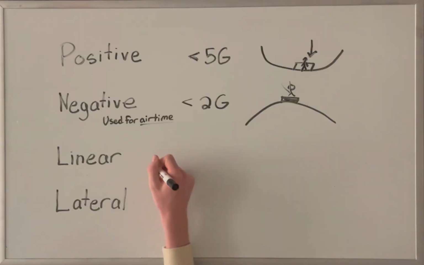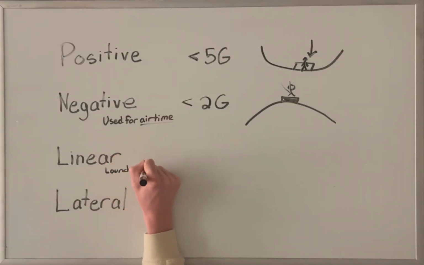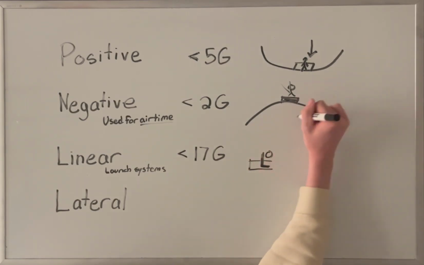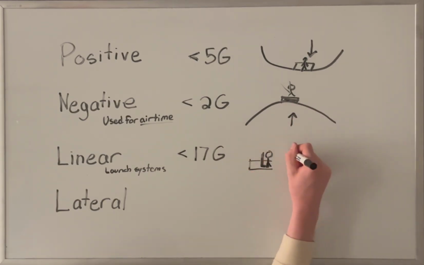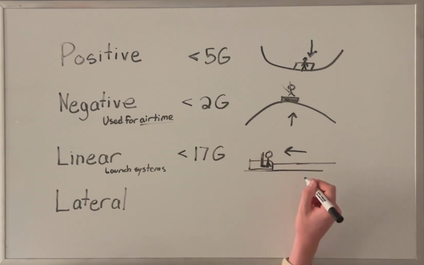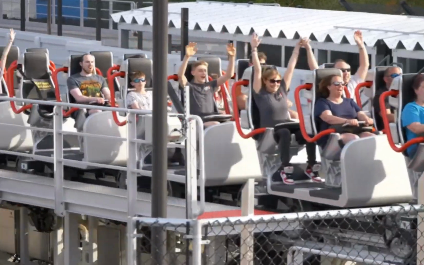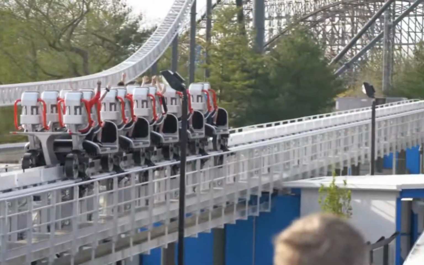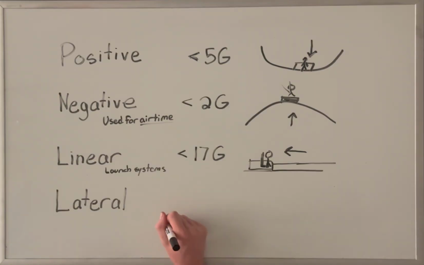Linear, as implied, is the linear system, usually used for launch systems. You can handle exorbitant amounts of 17 Gs. It's mainly used for launches when you're accelerating in one direction. People are going to feel pushed into the seat back, essentially.